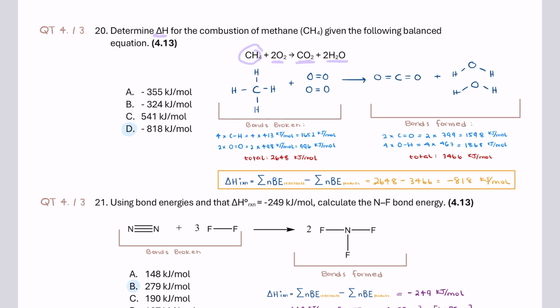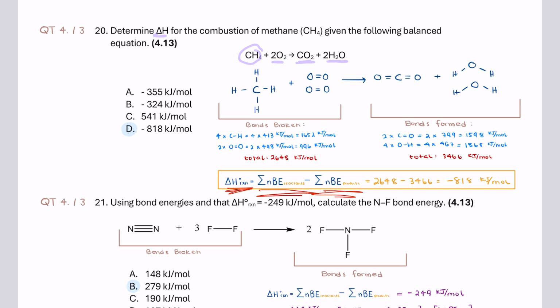To find the enthalpy change for the combustion of methane, we can use bond enthalpies, which tell us how much energy is required to break specific chemical bonds. The key formula is that the enthalpy change for a reaction equals the total energy required to break all of the bonds in the reactants minus the total energy released when new bonds are formed in the products. So in other words, delta H equals bonds broken minus bonds formed.